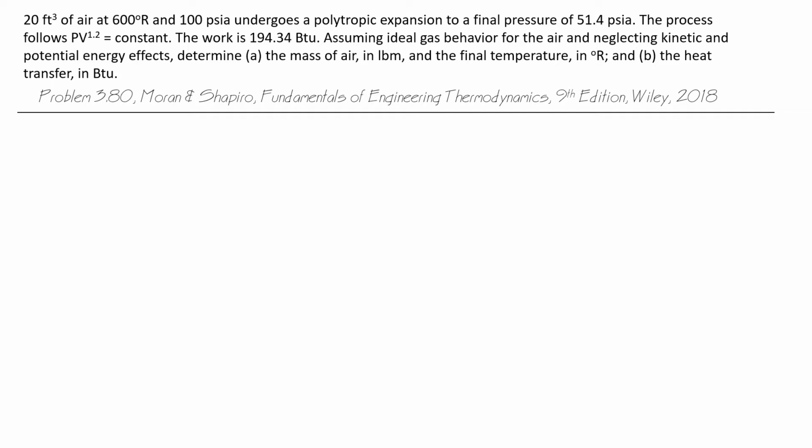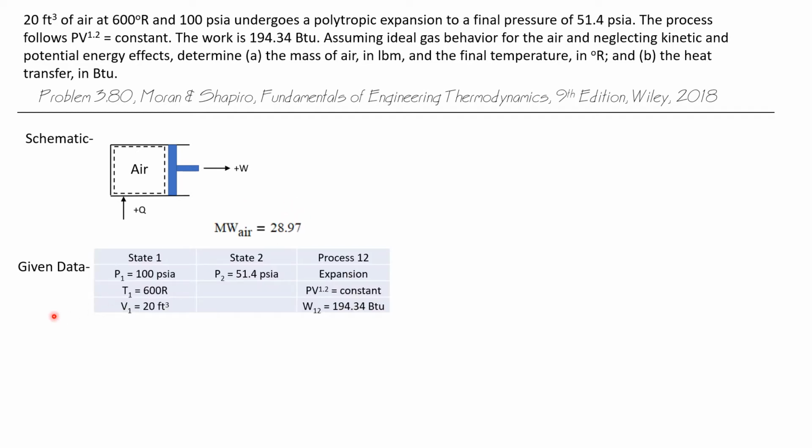Assuming ideal gas behavior for the air and neglecting kinetic and potential energy effects, determine A, the mass of air in pounds mass and the final temperature in degrees R, and B, the heat transfer in BTUs. Let's lay out our storyboard for this problem. We have a piston cylinder assembly filled with air, and the air in the piston cylinder is our system, as designated by the boundary line around the air molecules.